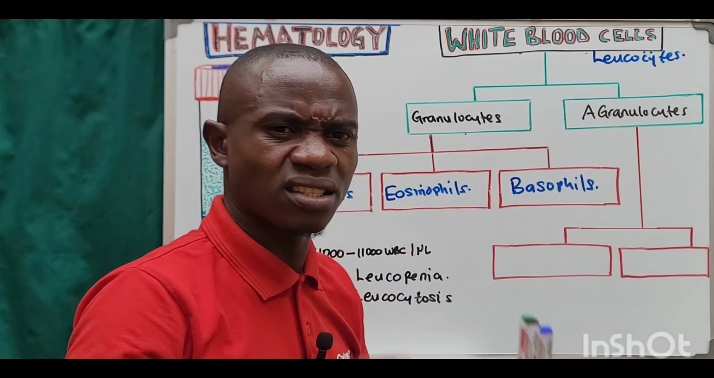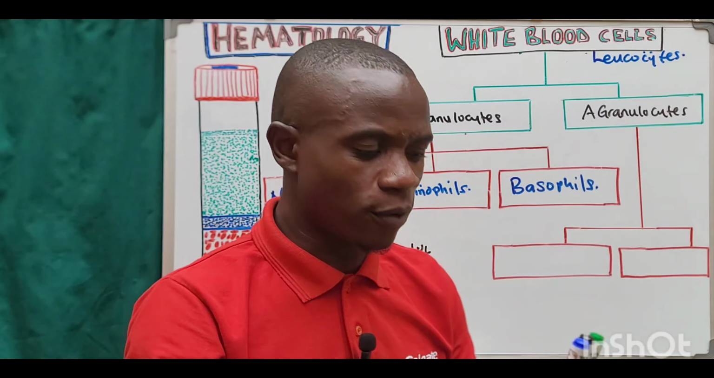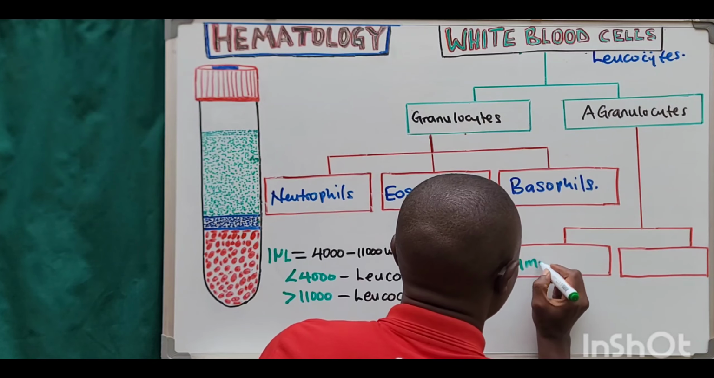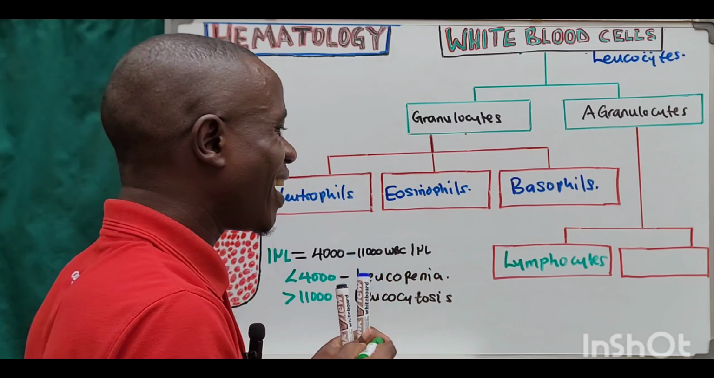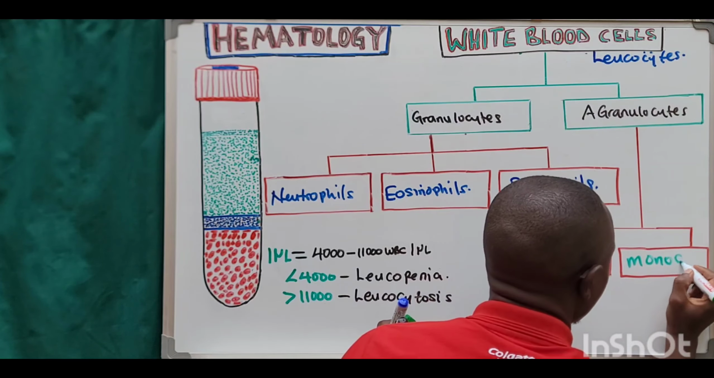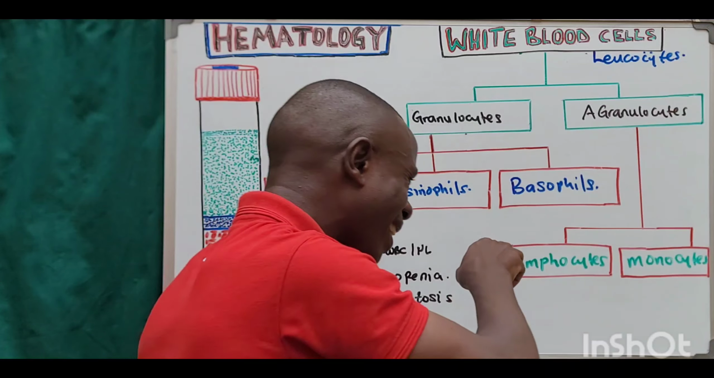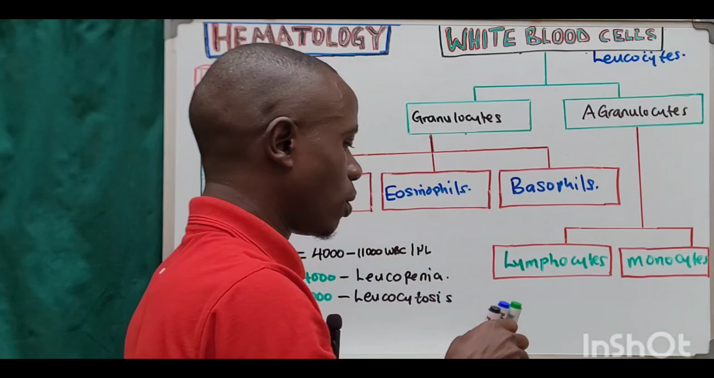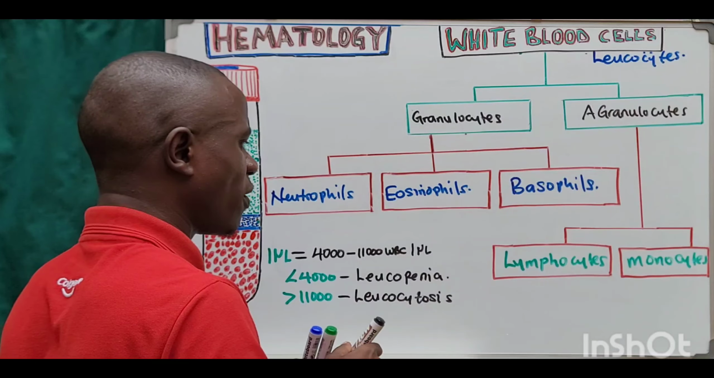The first one that is very important is what we call the lymphocytes. And then another one is what we call the monocytes. We shall go ahead again and look at the lymphocytes and the monocytes. So now when we talk about the lymphocytes, these ones are very important.